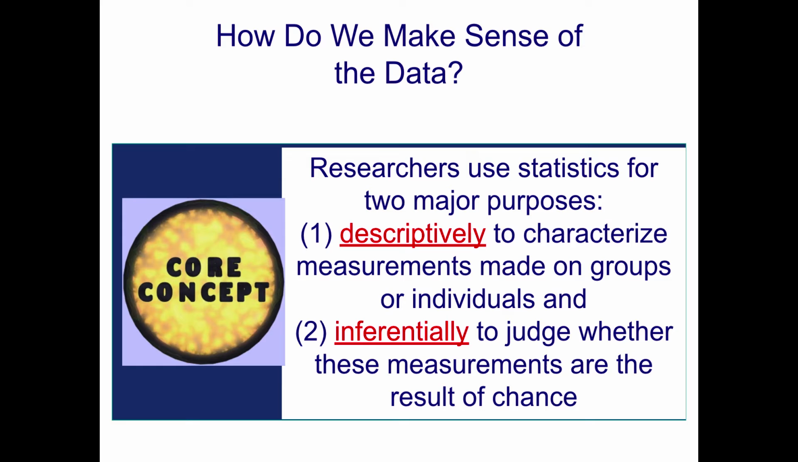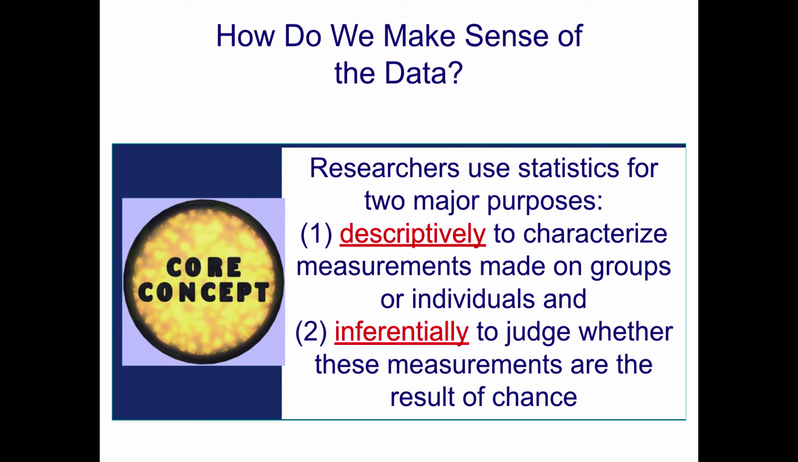So researchers use statistics for two major purposes. Descriptively, meaning to describe the data that's in front of them, the data that they've gathered from their research. And inferentially. To make an inference is to make a judgment, to judge whether or not the results that they obtained through the course of their research are due to chance or whether they're what we call statistically significant, meaning the results are outliers and they can then generalize the results to a larger population.